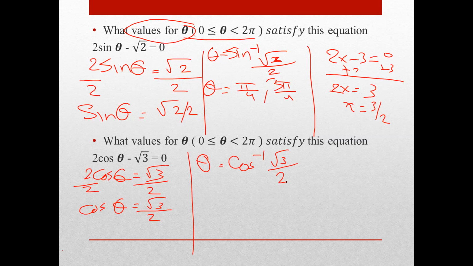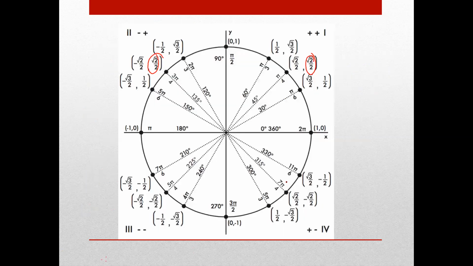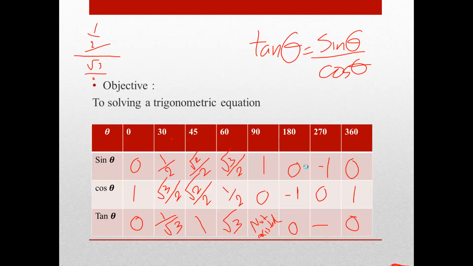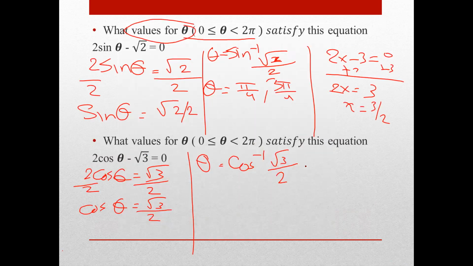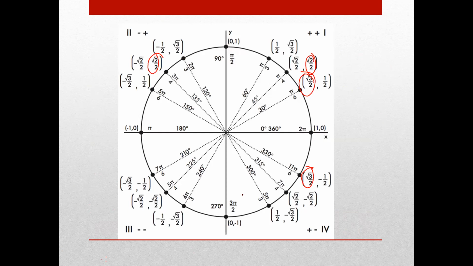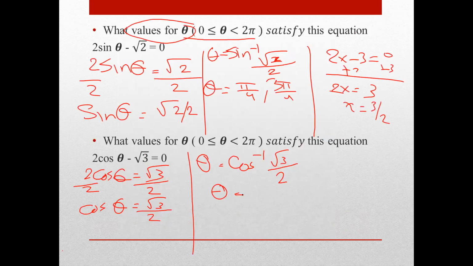Let's go to the unit circle. What is the square root of 3 over 2? It is pi over 6. It is also 11 pi over 6. So you will tell me that theta is pi over 6 and 11 pi over 6.